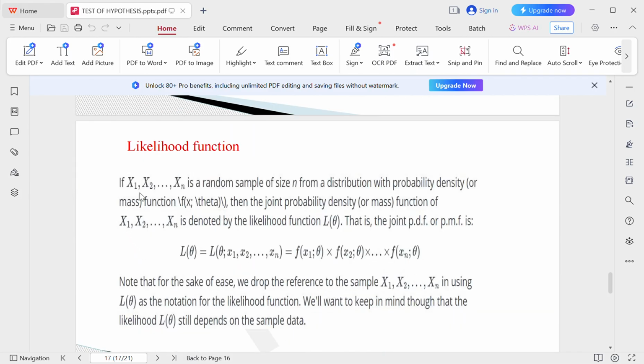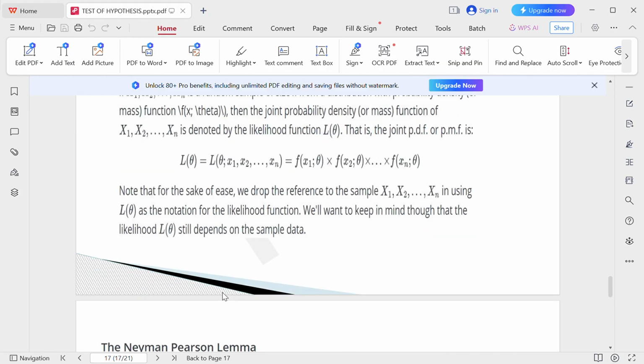Likelihood function. If x1, x2, etc., xn is a random sample of size n from a distribution with the probability density function or probability mass function, then the joint probability density function of x1, x2, etc., xn is denoted by the likelihood function L of theta. That is, L of theta equals L of theta comma x1, x2, etc., xn, which is equal to f of x1 comma theta into f of x2 comma theta, etc., f of xn comma theta. The likelihood L of theta depends on the sample data only.